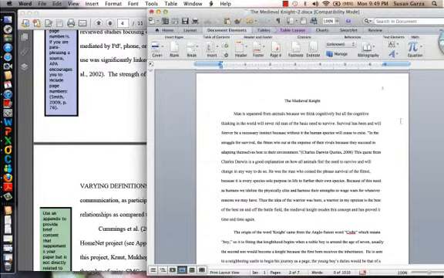Okay, now let's read a little bit here. Man is separated from animals because we think cognitively, but all the cognitive thinking in the world will never rid man of the basic need to survive. Survival has been and will forever be a necessary instinct, because without it the human species will cease to exist. In the struggle for survival, the fittest win out at the expense of their rivals because they succeed in adapting themselves best to their environment. This quote from Charles Darwin is a good example on how all animals feel the need to survive and will change in any way to do so. He was the man who coined the phrase survival of the fittest, because it is every species' sole purpose in life to further their own species.